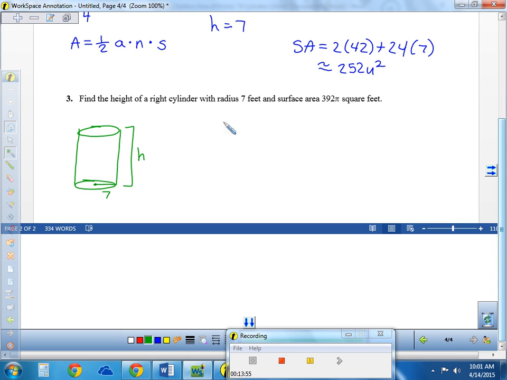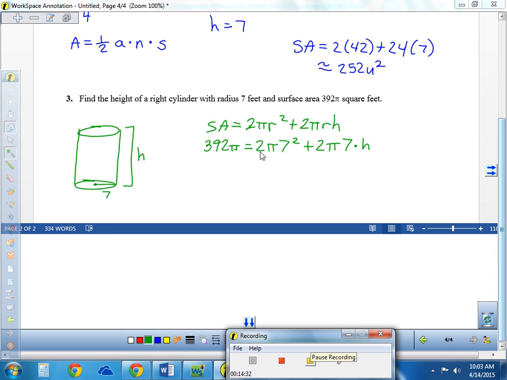Now I'm going to write out the formula. Next we can substitute what we know. So we know our surface area, that was 392 pi. We're going to write down our 2 pi. Once again, we know our radius of 7, so that can go in for r squared. Then we have 2 pi RH, so there's our radius again, and we don't know that height. So we're going to be solving for h, just like we did earlier.